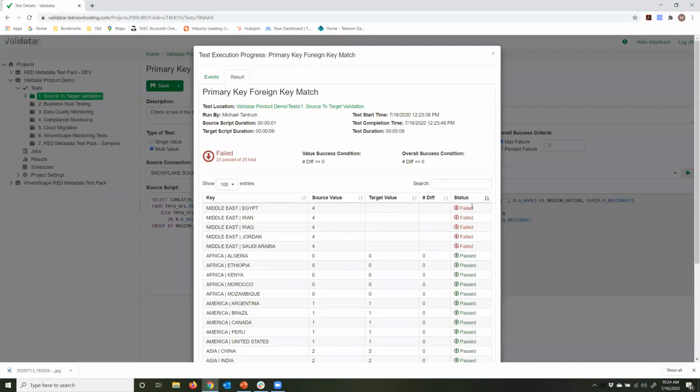And I can sort here. Here's my failures. Looks like the Middle East region, for some reason, wasn't in one system, but it was in the other. So there we go. It's a more complex test, and it's a multi-value test.